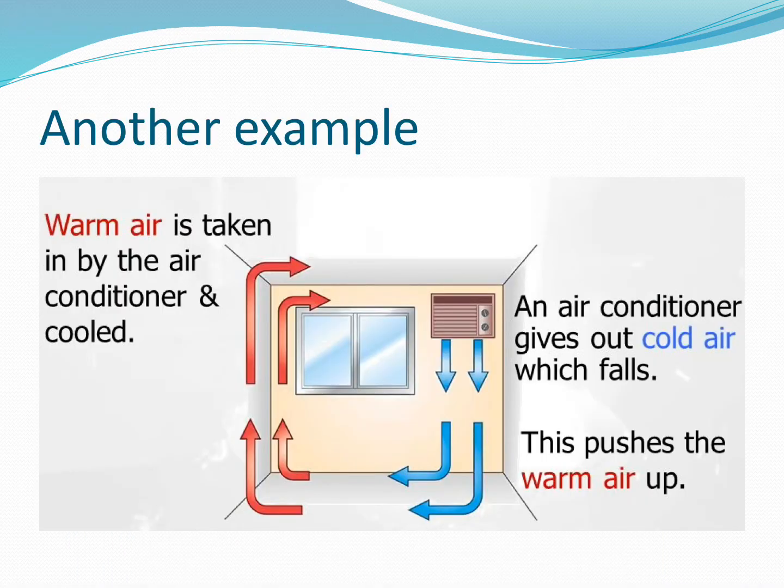So we said that warm and cold air have different densities. And you already know that hot air is less dense than cold air. In the case of the air conditioner, you see the air conditioner gives out cold air, which falls. The cold air, since it's dense, falls to the ground. Then the cold air forces the hot air around it upward and replaces it.